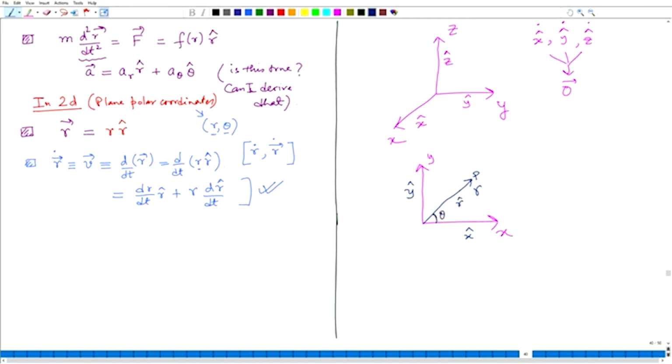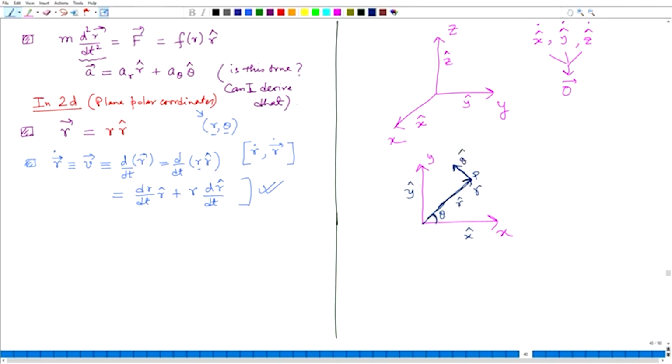So, theta is this polar angle, which is the angle made by this position vector with the x axis, and the direction theta cap is defined by the direction of the change of theta, which is actually perpendicular to r cap and given by this direction. So, this is the direction of theta cap.